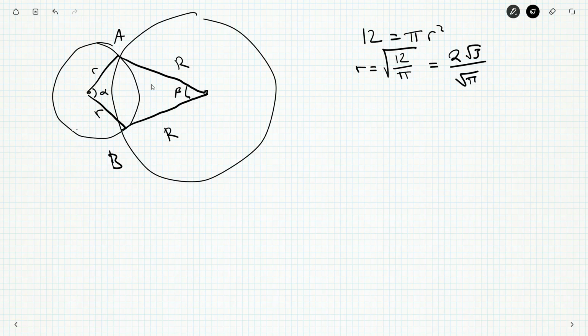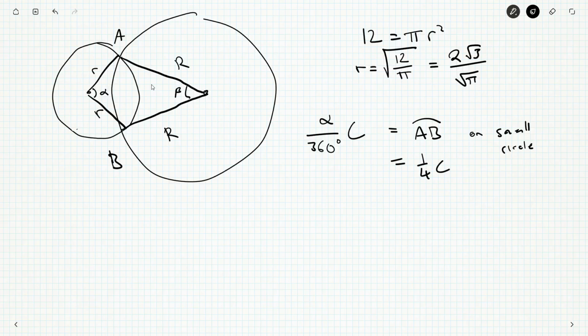Because if I have a section of the circumference, alpha over 360 times the circumference is equal to the arc length of AB on the small circle. And actually, I guess I don't need the circumference. I thought I'd need to rearrange with r and get the circumference. Turns out I don't, because we know that this is 1/4 of the circumference of the small circle. And so from there, we can figure out alpha is 90 degrees.